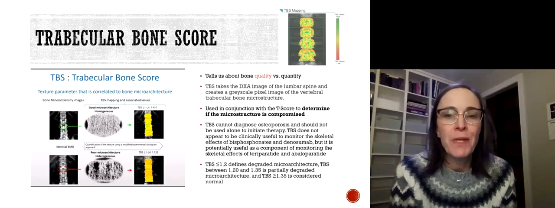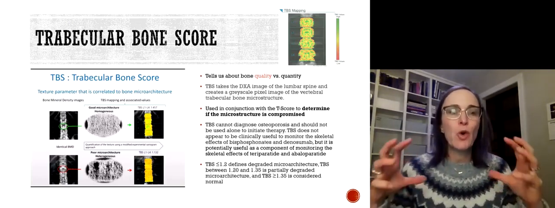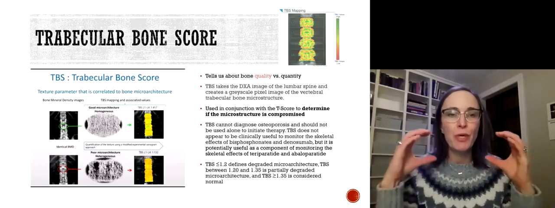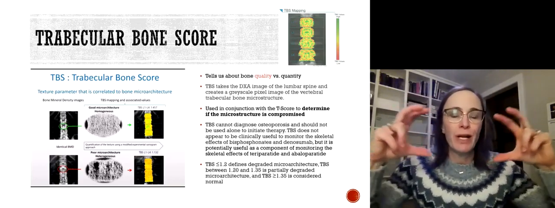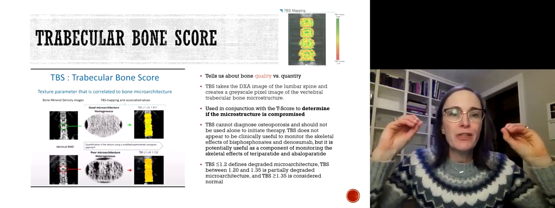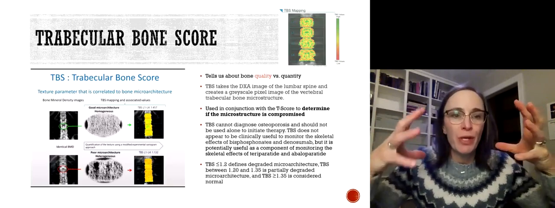So here's what I want you to think about. The bone density test, a DEXA, is going to tell us the quantity of bone. How much bone is there? And again, it's only looking at it kind of like a 2x4, right, on the outside. Whereas the trabecular bone score is really going to tell us the quality of bone.